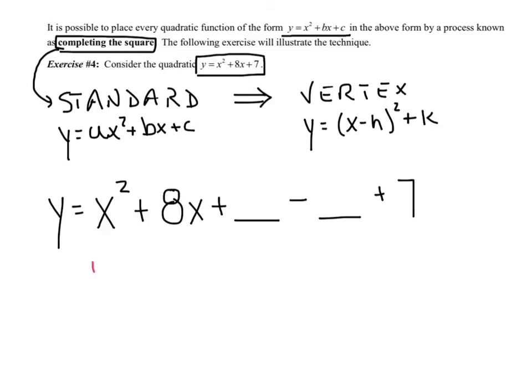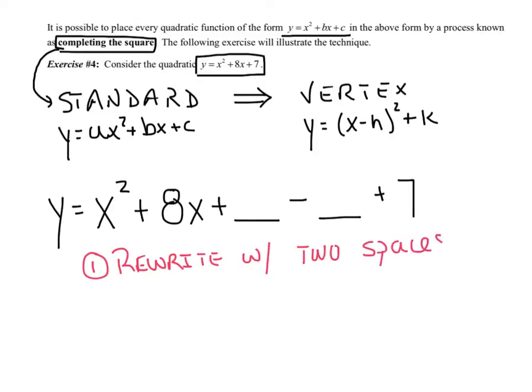So in our notebook, we're going to say that step 1 is to rewrite with 2 spaces in between the b and the c term. Now when I say the b term, I'm referring to this one, and when I say the c term, I'm referring to this one right here. So we just put 2 spaces. Notice the first one's always going to have a plus sign, and the second one's always going to have a minus sign, and that'll be true every time we complete the square.